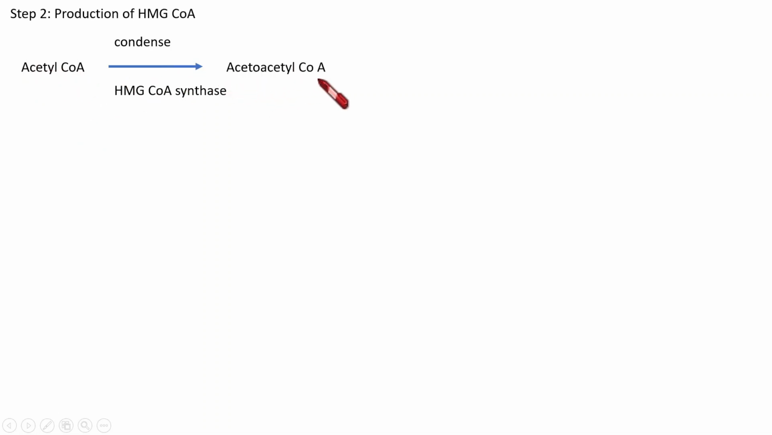And the next step is the production of HMG-CoA. For forming HMG-CoA, along with acetoacetyl-CoA, one more acetyl-CoA is condensing with it, forming HMG-CoA. The enzyme is HMG-CoA synthase. HMG-CoA means hydroxy methyl glutarate CoA.